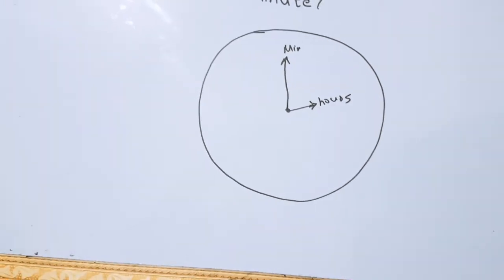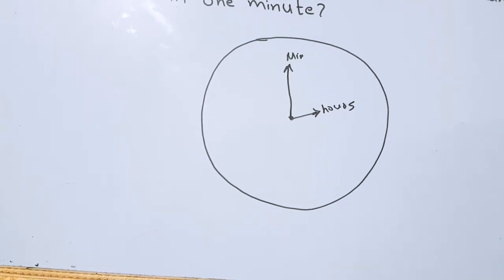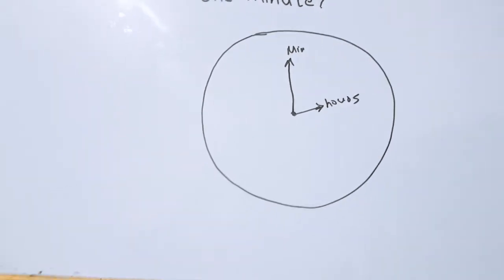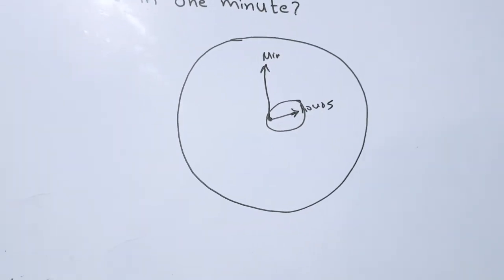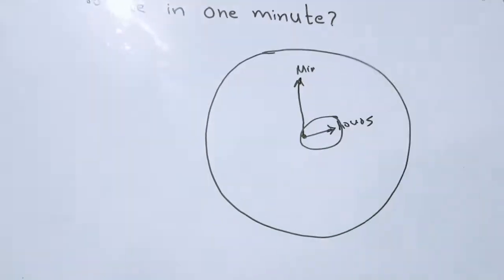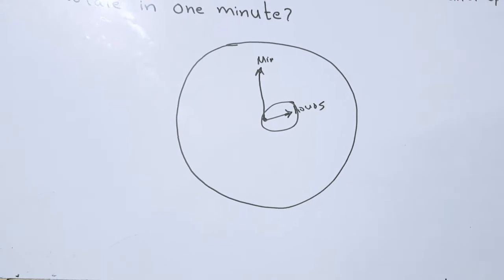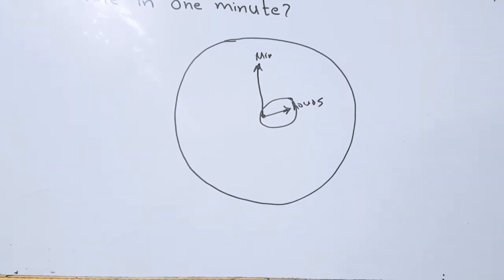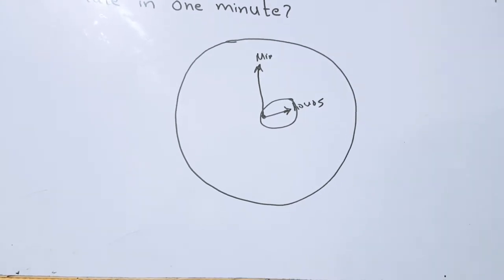Even it moves like a plant's movement. You can say a plant's movement is not visible. Similarly, this hand's movement is very silent and it very secretly moves. And the minute hand also moves, but at a very slow speed. Minute hand changes its position after 1 minute.